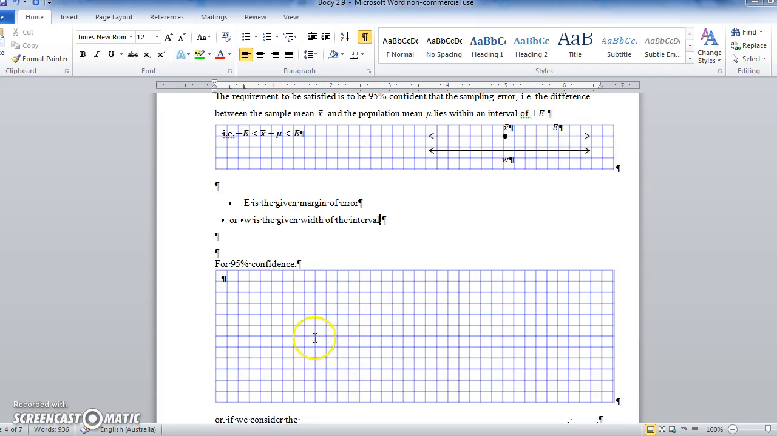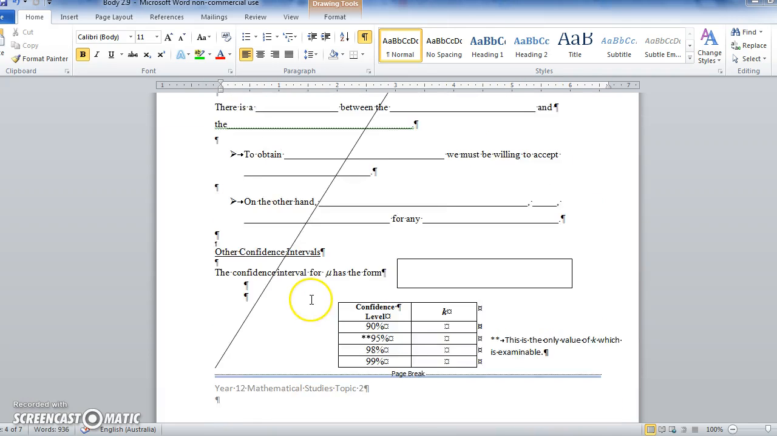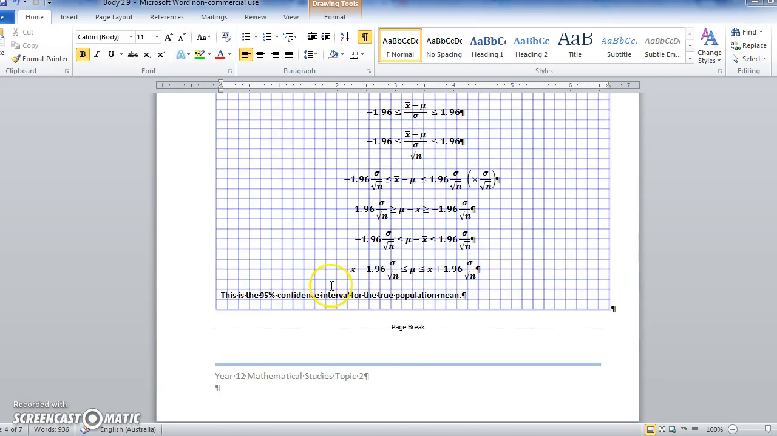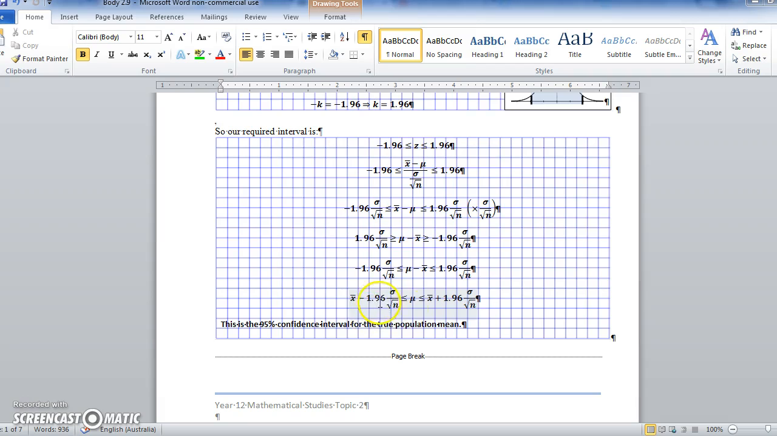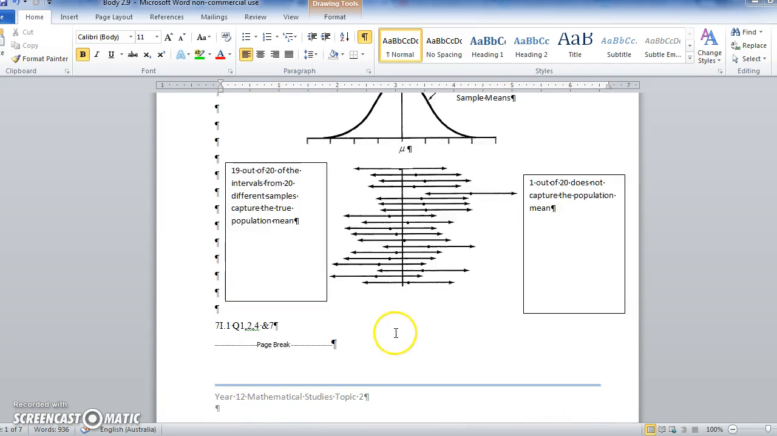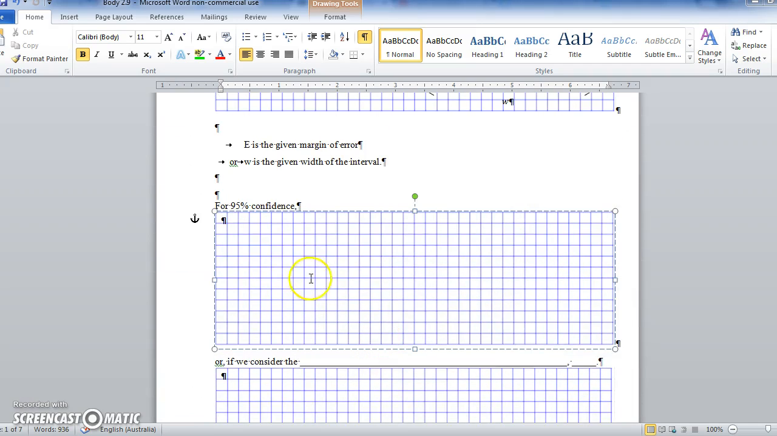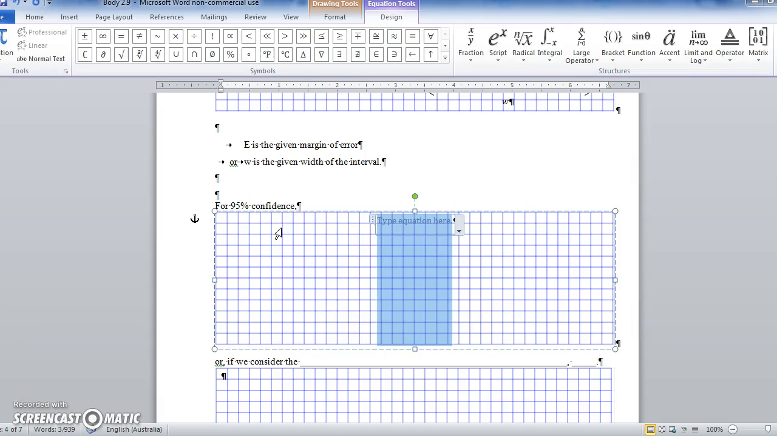So for a 95% confidence interval, if we go back up to where we calculate the formula for the confidence interval, we know that this is 1.96 sigma on root n. The boundaries are 1.96 sigma on root n away from x bar, or our sample mean. So that means that our error is equal to 1.96 sigma on root n. I'll just make that a lowercase n.